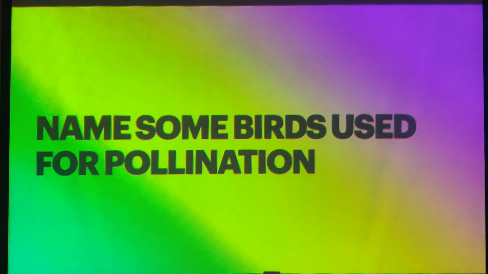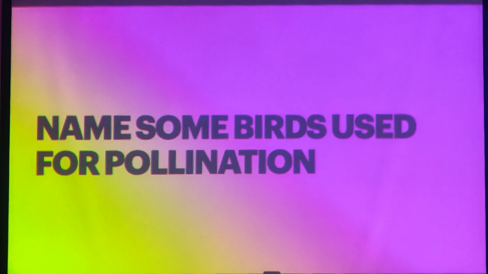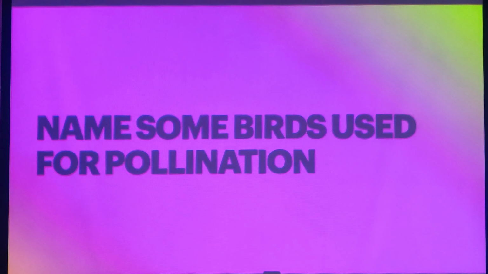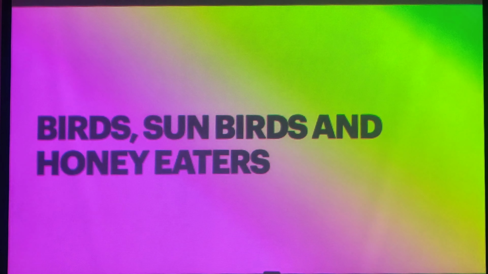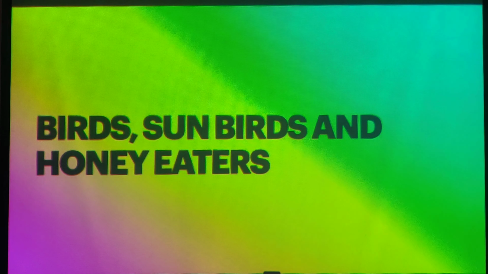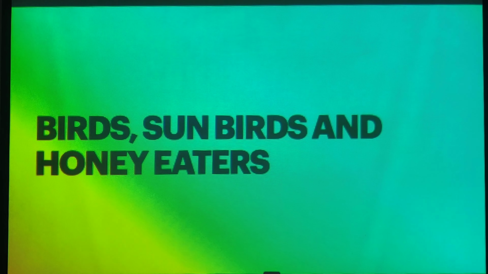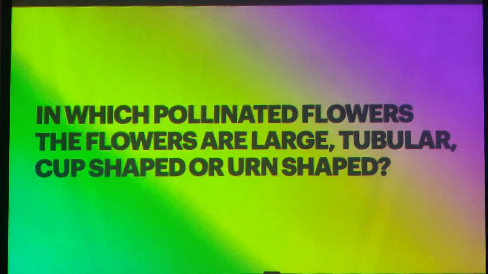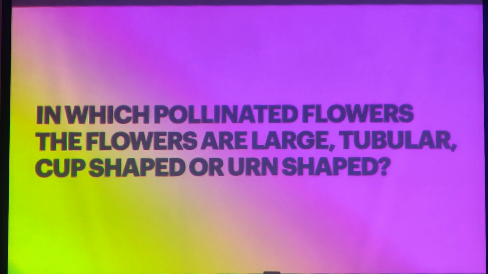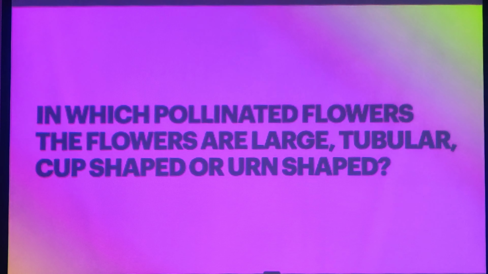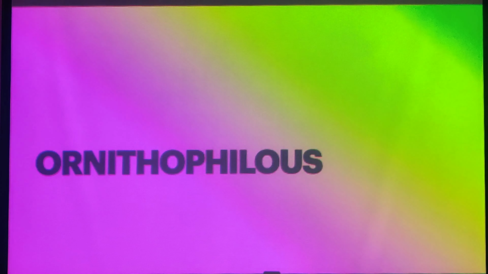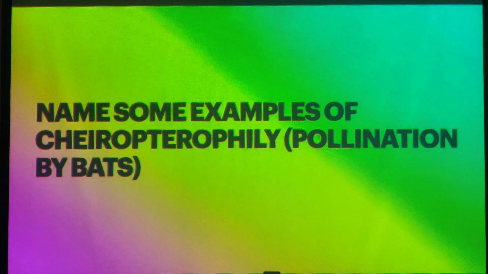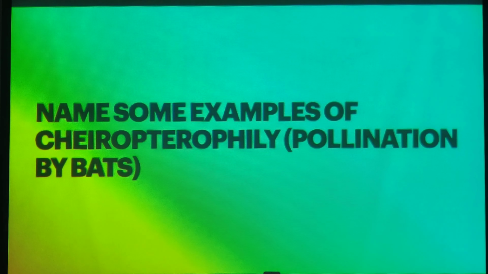Name some birds used for pollination. Birds, sunbirds and honey eaters. In which pollinator flowers are the flowers large, tubular, cup-shaped or urn-shaped? Ornithophilous flowers. Name some examples of Chiropterophily, that is pollination by bats.